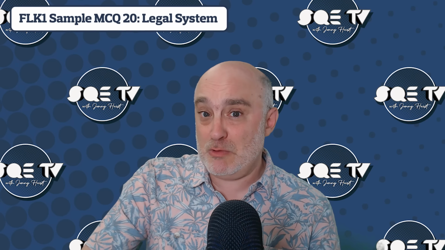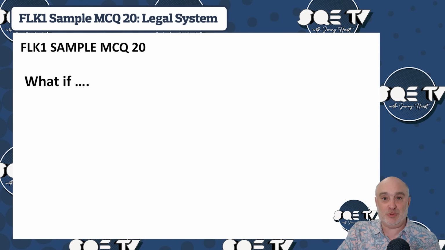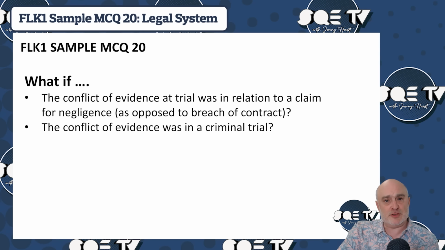And what we always do when we finish one of these videos, we give you a number of what-if scenarios. These aren't scenarios we'll give you the answer to, but they're for you to go away and have a think about how your answer and conclusions might be slightly different, or maybe the same if the fact pattern was slightly different. So what if the conflict of evidence was in a trial in relation to a claim for negligence rather than a claim for a breach of contract? Would your answer be any different? Secondly, what if the conflict of evidence was in a criminal trial and not a civil trial? Would you have chosen a different option then?